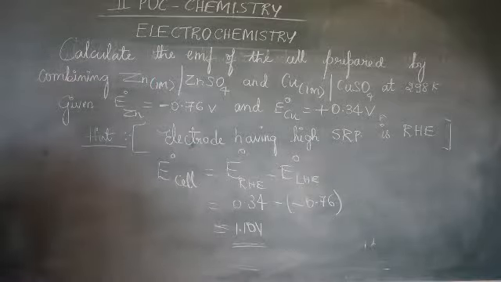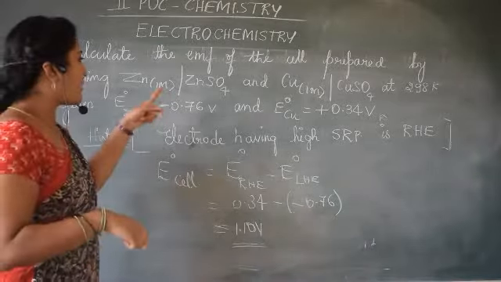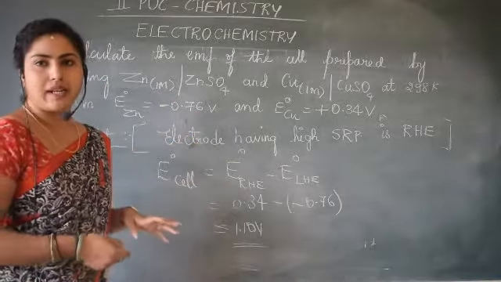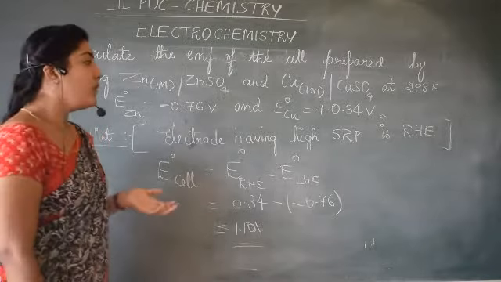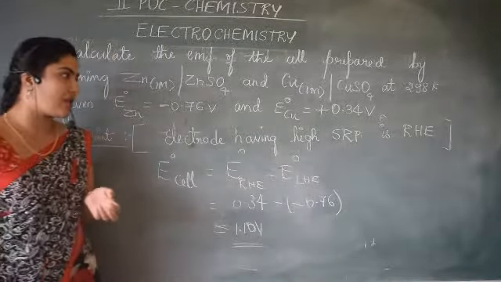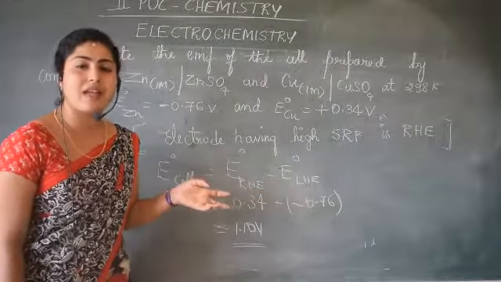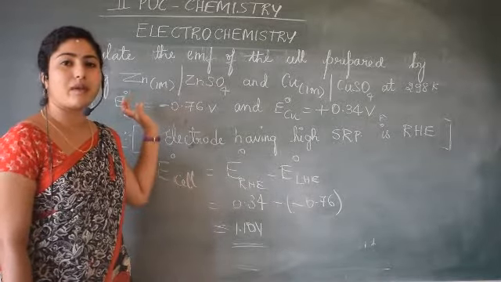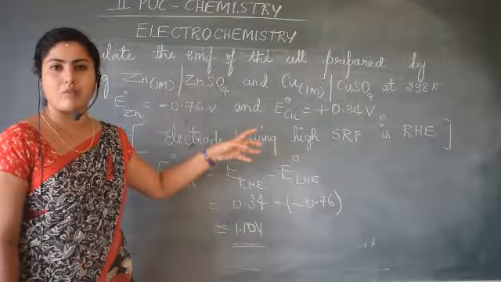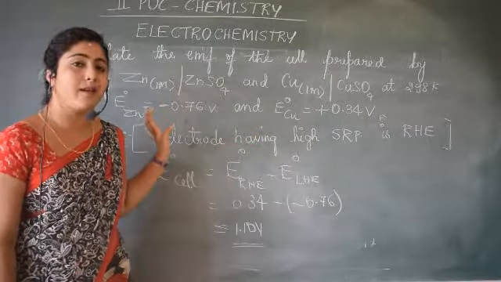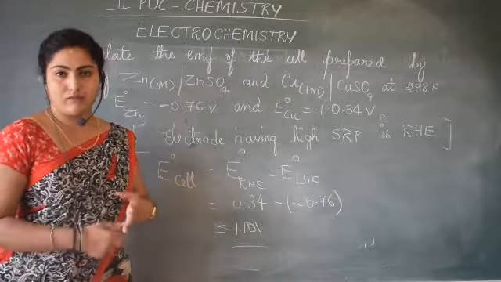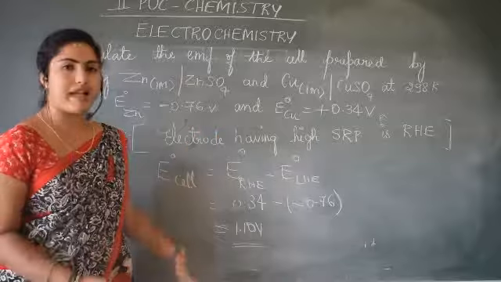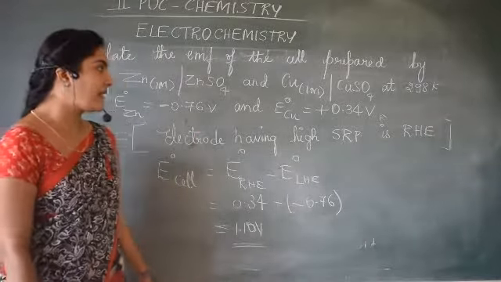Hope it is clear that whenever you're asked to calculate EMF of the cell, you take the difference between the right hand electrode and the left hand electrode. You decide which is the oxidation half cell and which is the reduction half cell by looking at its reduction potential. If the value is greater, then that is taken as the right hand electrode. Even in the previous one, we took 0.8 as the right hand electrode potential because higher the value, that will be considered as the right hand electrode.